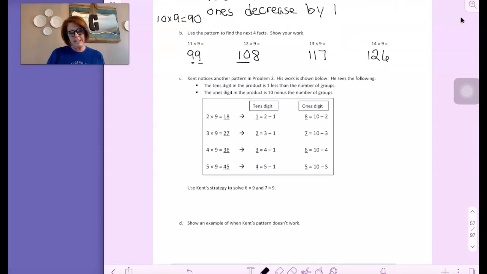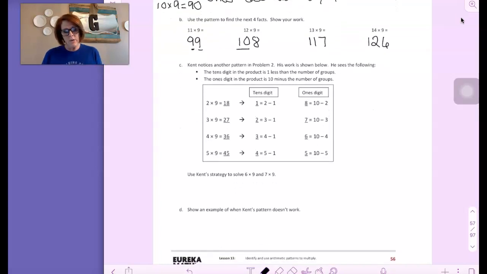Now let's study letter C. Kent notices another pattern in problem 2. His work is shown below. He sees the following. The tens digit in the product is 1 less than the number of groups. So here we have 2 times 9. He noticed that the tens in the answer, in the product, is 1 less than that. And for the ones digit, he noticed that it is 10 minus the number of groups.